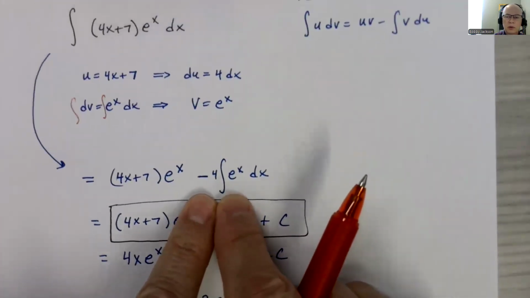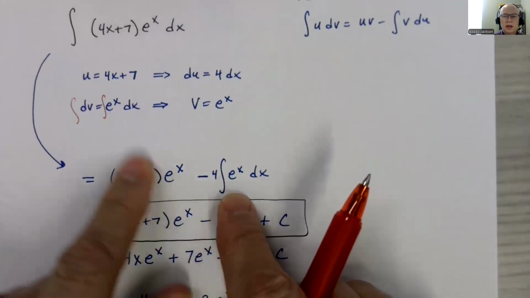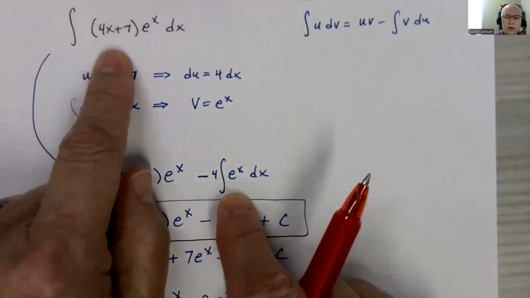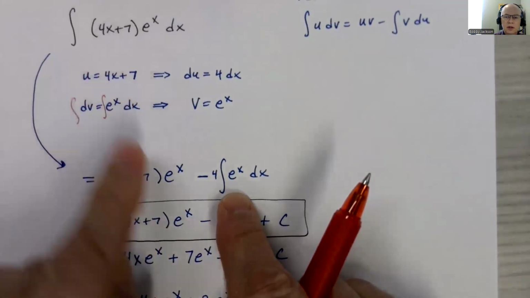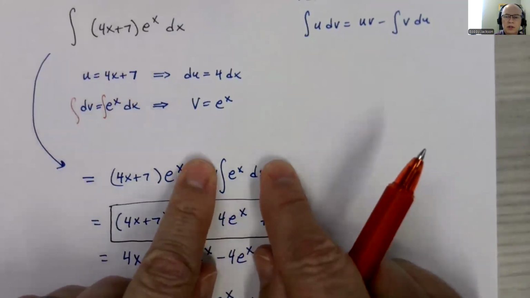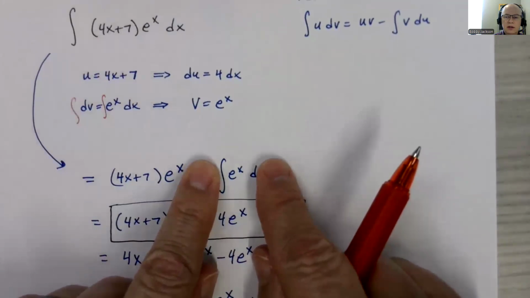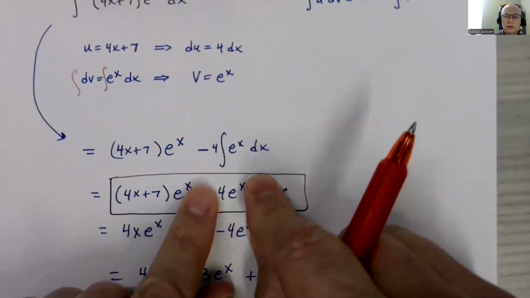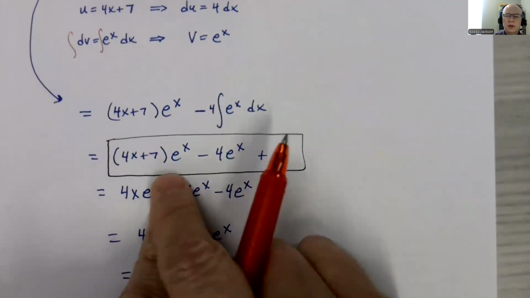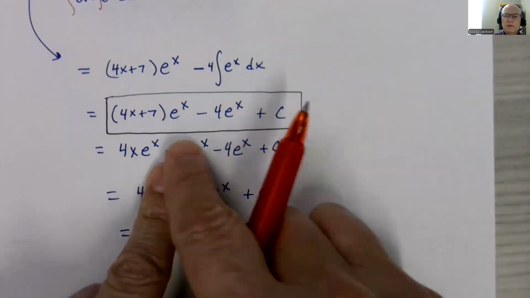So notice what the integration by parts has done for us. It's taken an integral that we cannot do off the top of our head, so to speak, to an integral that we can do, a much easier one that we can evaluate. The antiderivative of e to the x, again, is just e to the x times that 4. And so here's the answer, and I'm fine with this answer.